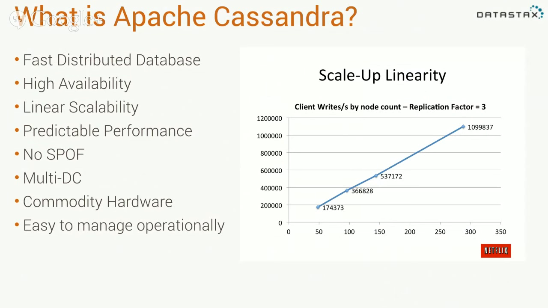So that brings us to Cassandra. Apache Cassandra is a fast distributed database. The goal is to have high availability and linear scalability. That whole, "I want to double the number of machines and get double the performance," that's what we get with this. We also want to have very predictable query performance.